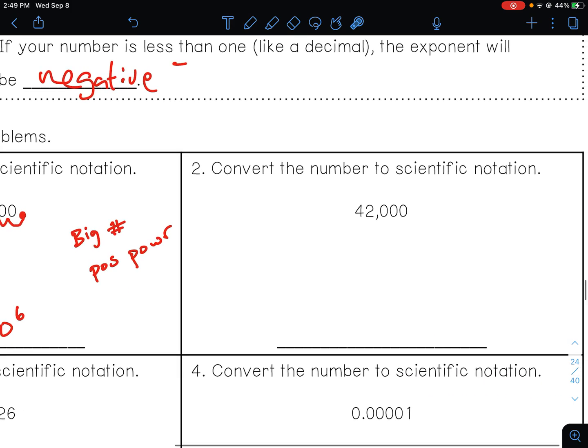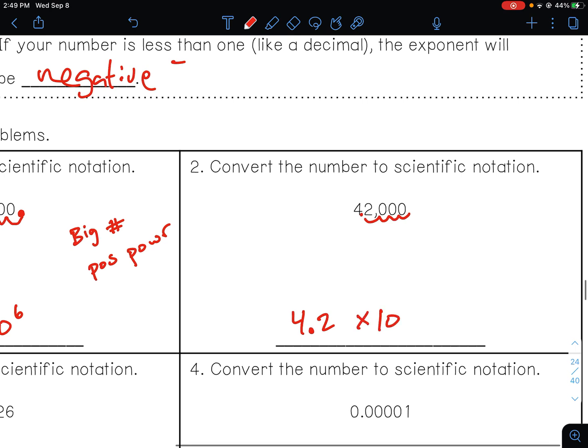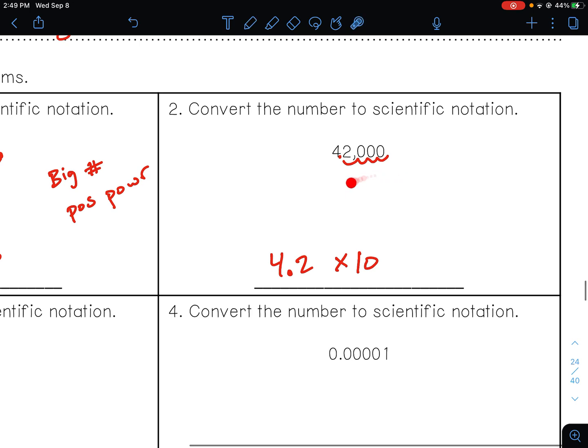All right, let's convert this one. We should have a decimal point right here. And so how many spaces does it take to get there? 1, 2, 3, 4. 4 spaces. So we have 4.2 times 10 to the, and we said 4 spaces, right? Again, is this a large number or a small number? It is a large number, so we are going to go with 4. So big numbers, positive power, small numbers, negative power.